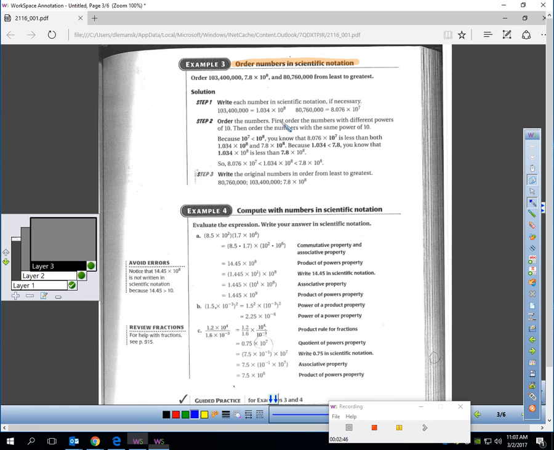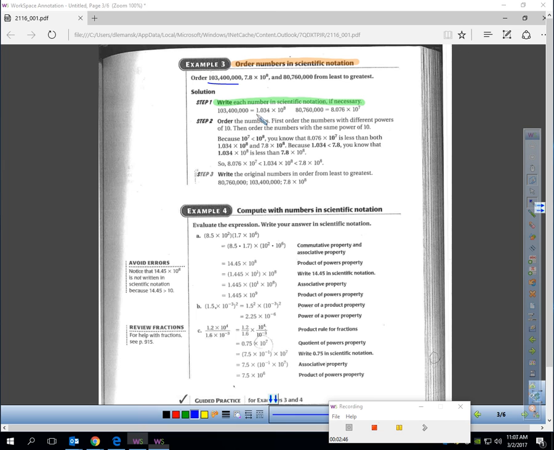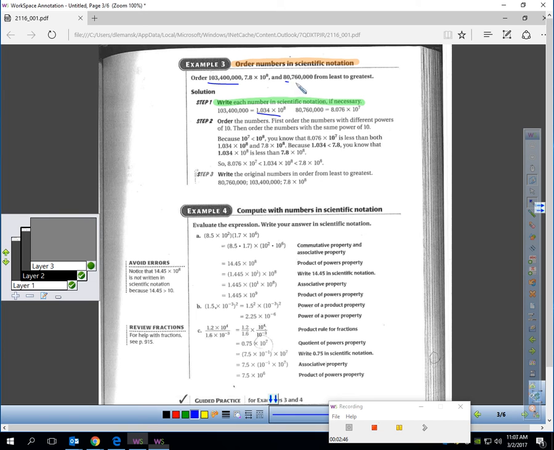Another thing they're going to ask you to do in this lesson is order numbers from least to greatest. Okay, so here are 3 numbers: 103,400,000, 7.8 times 10 to the 8th, and 80,760,000. I want to order these from least to greatest. The first thing you can do, and I like doing this, is put each number in scientific notation. So if I rewrite this number in scientific notation, I get this. And then this number, if I write it in scientific notation, I get that.